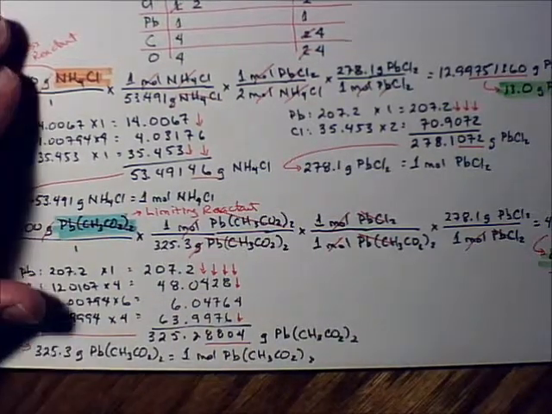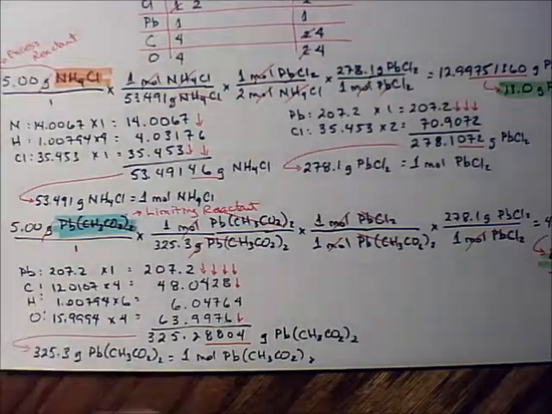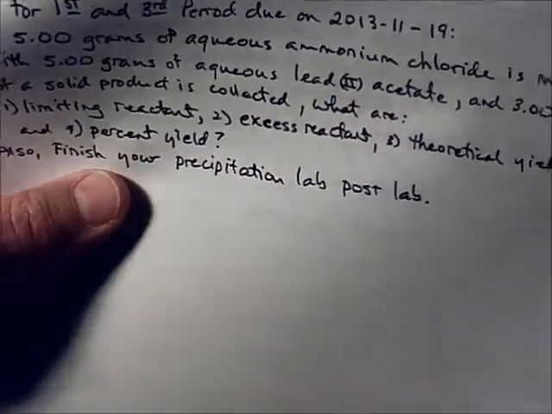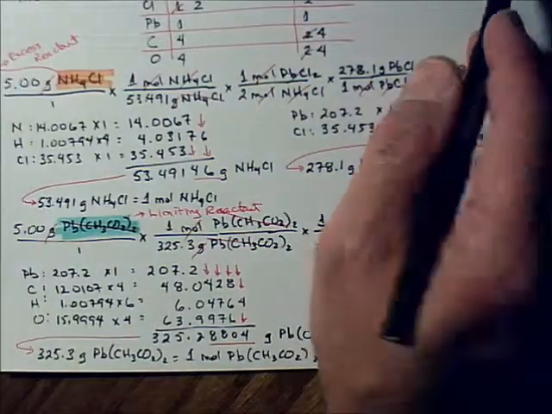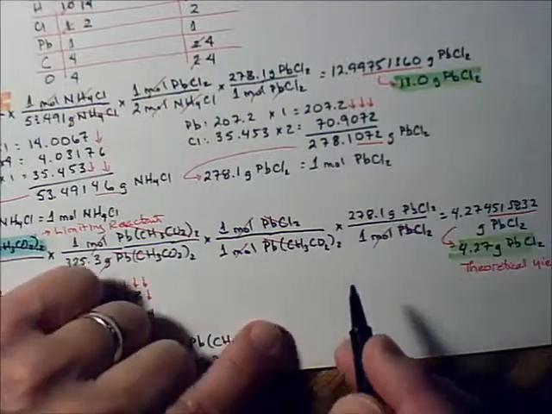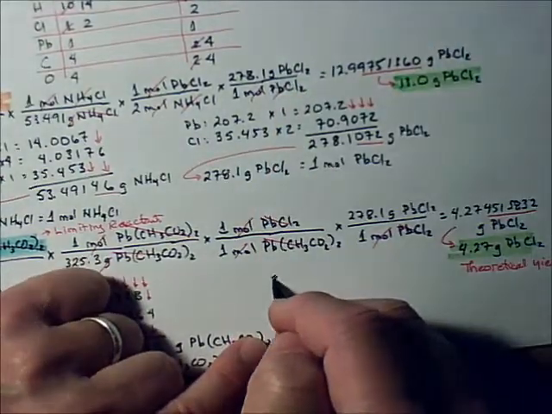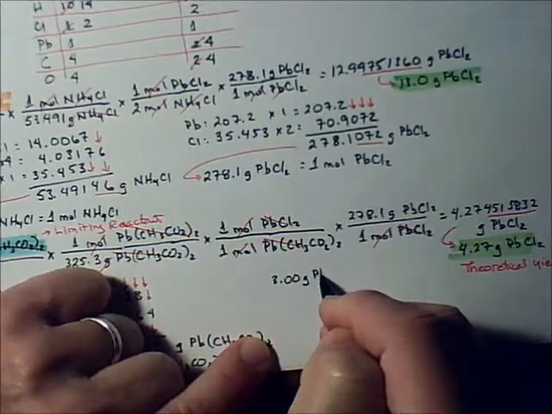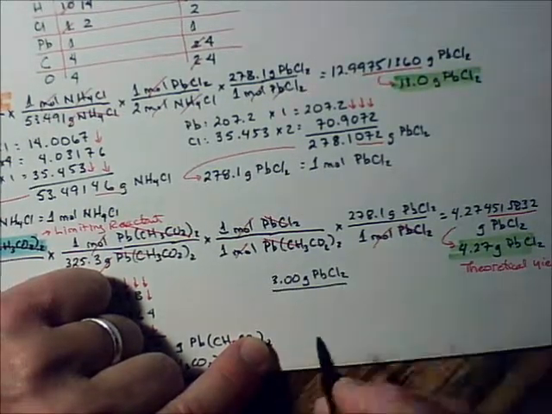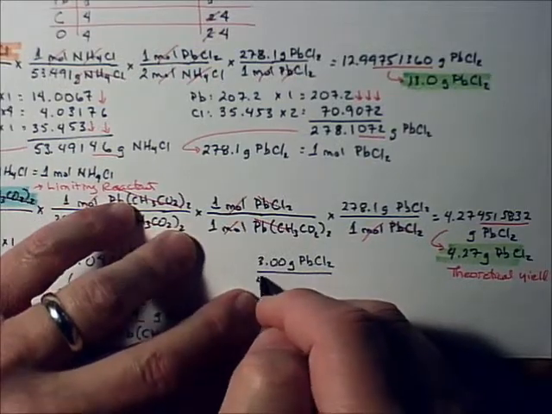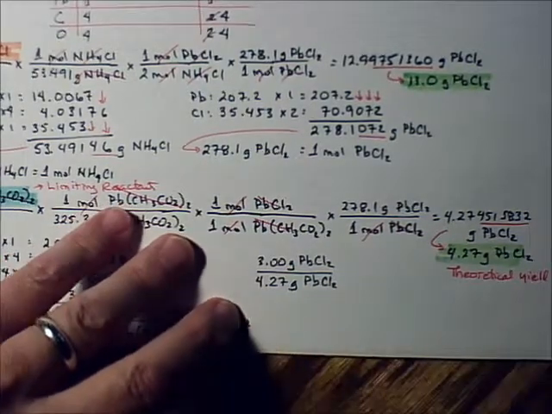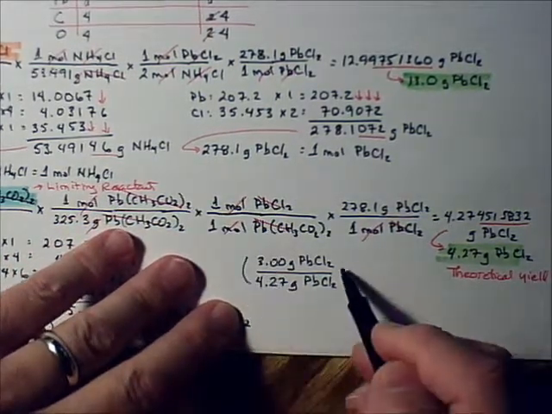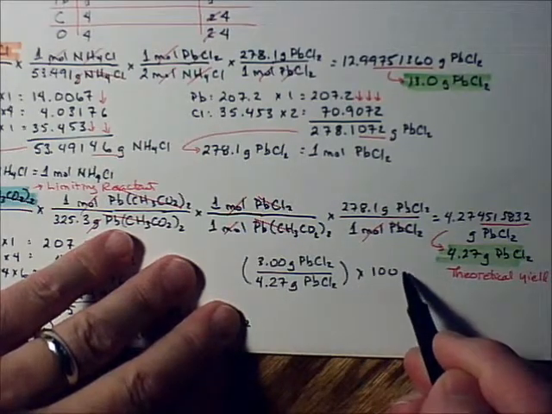The thing we need to still calculate then, the last part of the question, is what is the percent yield here. Okay? Percent yields are really easy. We just take the actual yield, which we said was 3 grams of the solid product, and we identified that as being lead-2 chloride. We take that actual yield, 3.00 grams of lead-2 chloride. We put it over the theoretical yield we calculated. Okay. We're going to put all of that in parentheses and multiply by 100 to get a percent.